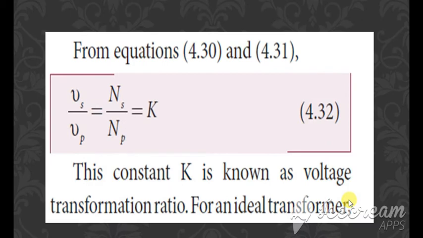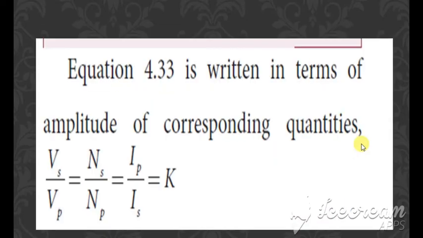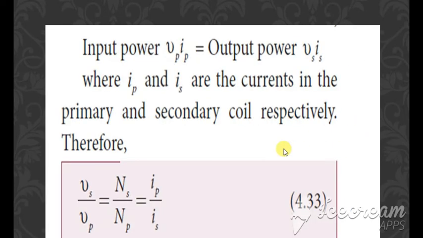So we have this equation Vs divided by Vp is equal to Ns divided by Np, and that is equal to K, where K is known as the transformer ratio. Okay, so K is called the transformer ratio. In the same way, if you have to find the value of I also, we are taking the formula input power is equal to output power. Okay, so input power, what is the formula for power? Voltage into current. In the same way voltage into current, input means primary, output means secondary.